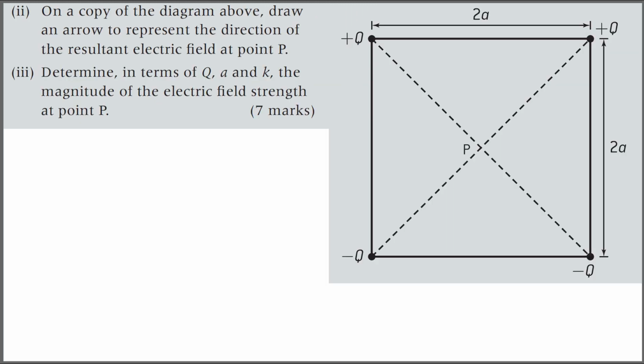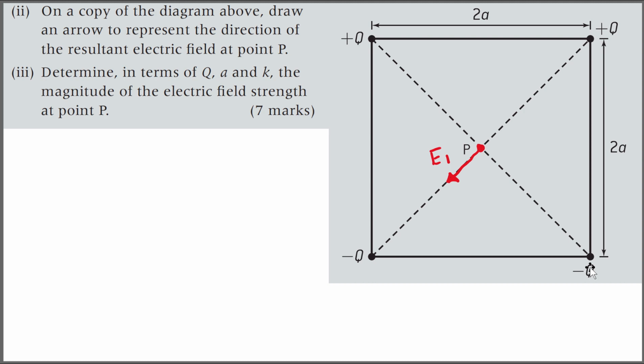Let's continue. On a copy of the diagram above, draw an arrow to represent the direction of the resultant electric field at point P. Okay, the resultant electric field will be the resultant of the four point charges at the corners. So let's take positive Q and positive Q to be positive, and negative Q and negative Q negative, as mentioned in the question. So again, as I put the positive test charge here, the positive Q at the top right corner will repel that charge. Let's take it to be E1 as we have already found it.